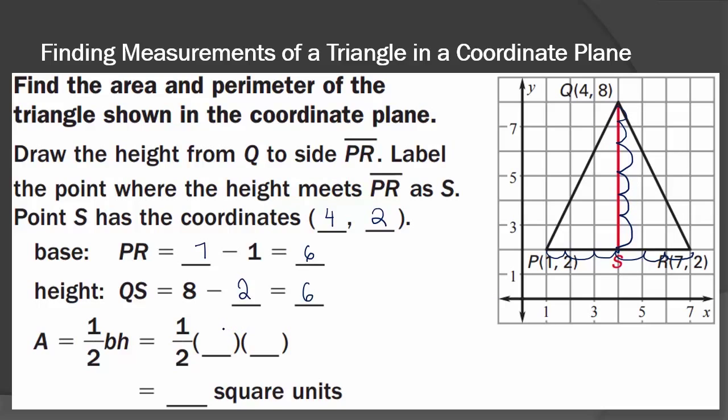So the area of the triangle is 1/2 base times height. My base is 6. My height is 6. 6 times 6 is 36. 36 divided by 2 gives me an area of 18 square units.